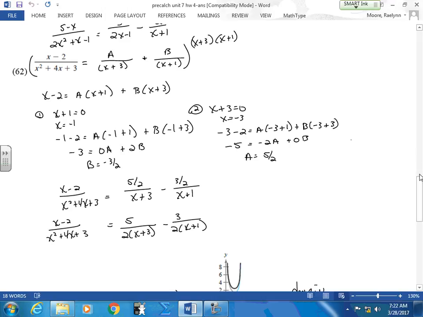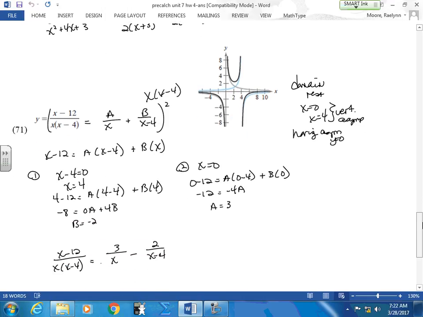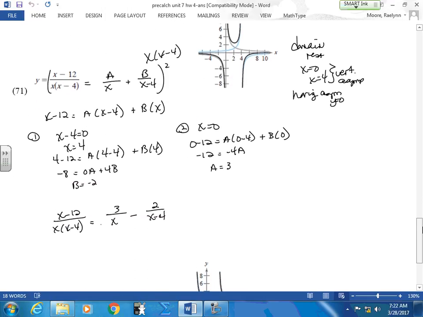Okay, this one, they had the graph in the book, so I copied it over too, just so that you could see what the graph looked like. And they had y equals. Do you still do it the same way? Yeah.